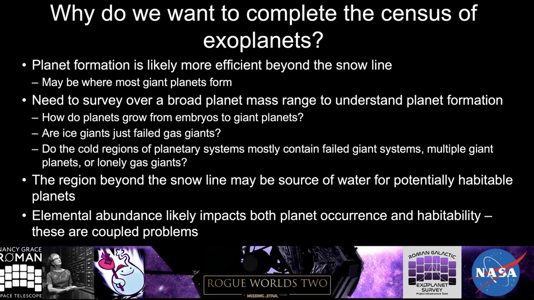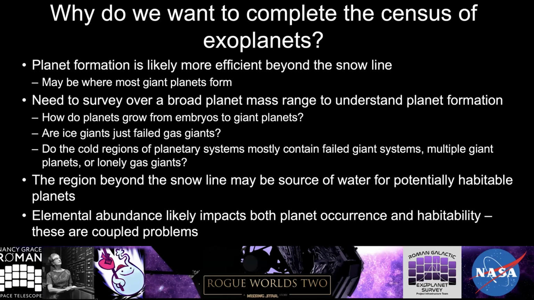And you can come up with all sorts of great theoretical reasons why you would want to complete the census. So we've heard about the snow line. Planet formation is likely more efficient beyond the snow line. It might be where most giant planets form. We would like to survey that region over a broad mass range, broader than the range of masses we can probe now with direct imaging and radial velocities and ground-based microlensing, so we can answer questions like, how do embryos grow, or planets grow from embryos to giant planets?